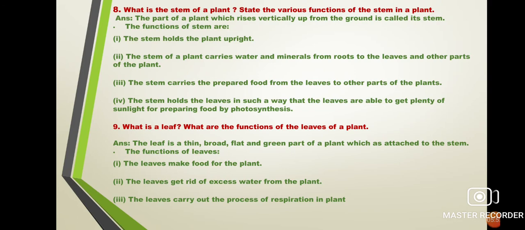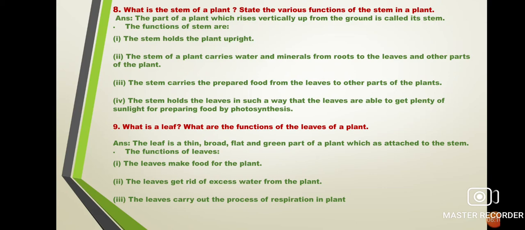Next. Question number 8. What is the stem of a plant? State the various functions of stem in a plant. So, what is stem? The part of the plant which rises vertically up from the ground is called its stem. Now, the functions of stem are, number 1, it holds the plant upright. It holds the flower. It holds the leaf.